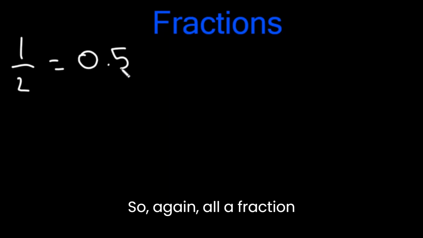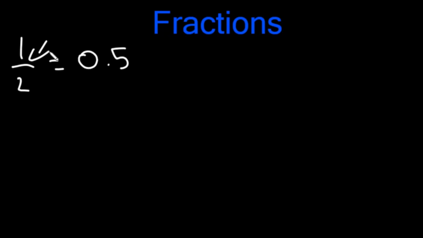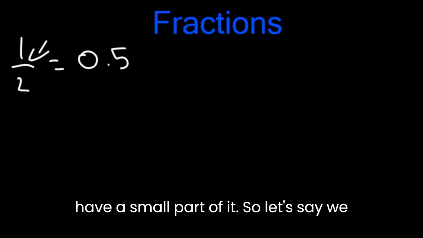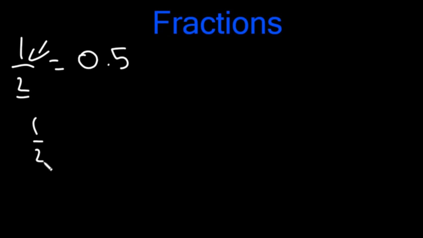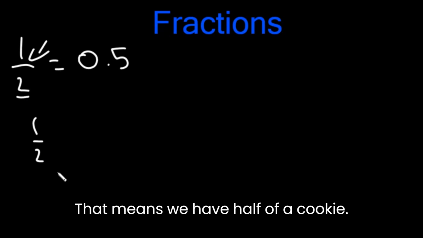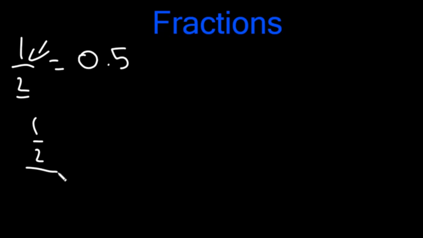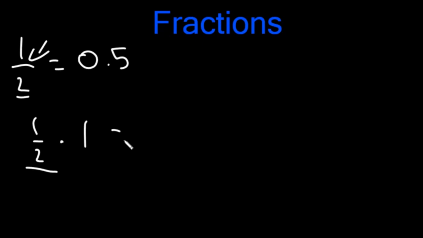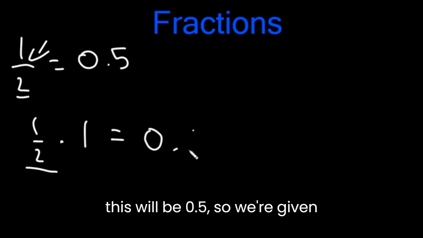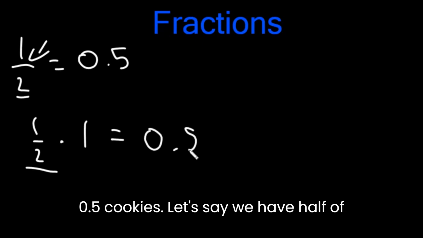So, again, all a fraction is division. This line right here represents division. When we have a fraction of something, we have a small part of it. So let's say we have 1/2 of a cookie. That means we have half of a cookie. And so if we multiply this 1/2 times the one cookie, this will be 0.5. So we're given 0.5 cookies.